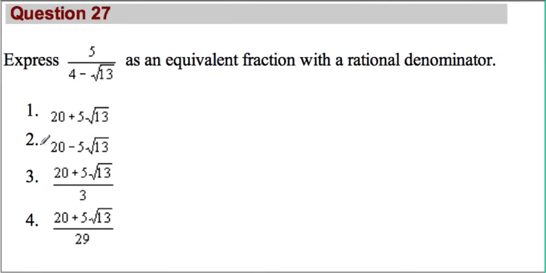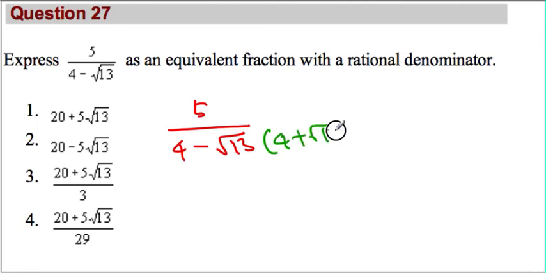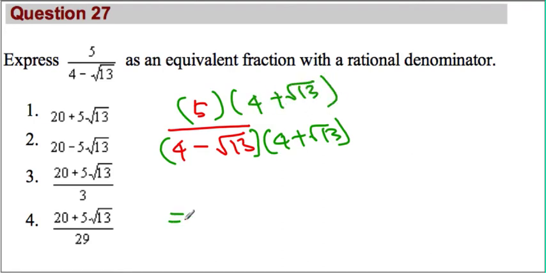Number 27. Same idea as before. Let's rationalize the denominator. So we have 5 over 4 minus radical 13. Then what we're going to be doing is we're going to multiply top and bottom by its conjugate, 4 plus radical 13. And we're going to multiply 4 plus radical 13 on top also.